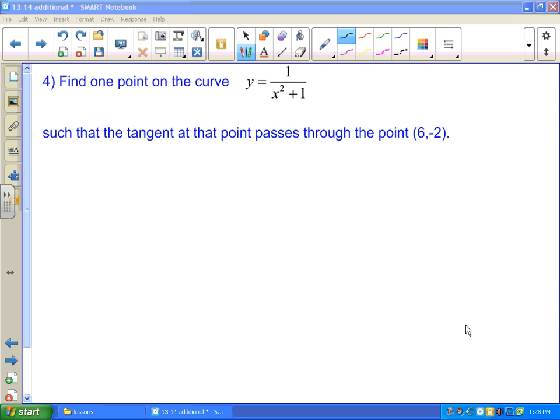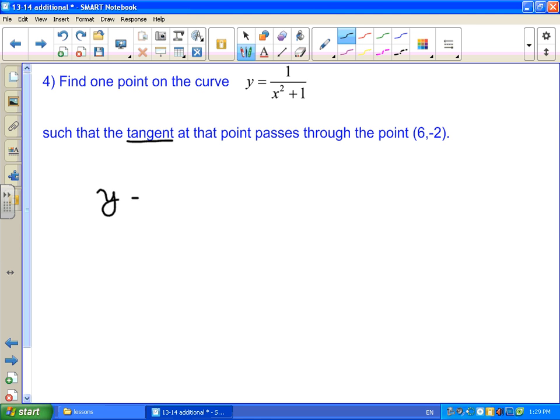So that (6, -2) isn't necessarily a point on our original curve y. It's a point that is probably only going to be on the tangent to the original curve, and we have to find the point at which we should draw that tangent. Since we're talking about tangents, probably the first thing you're going to think of doing is taking the derivative of our function. So let's take the derivative here.